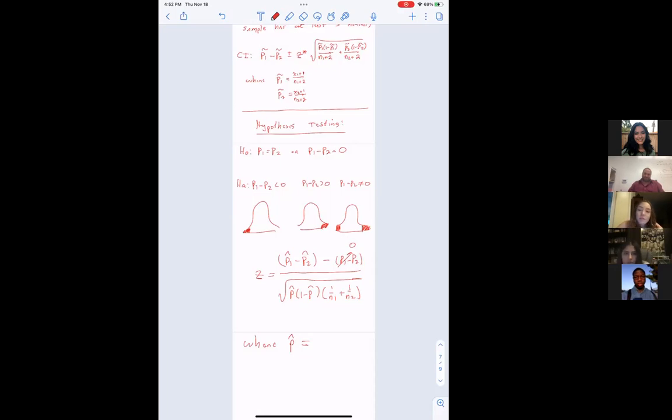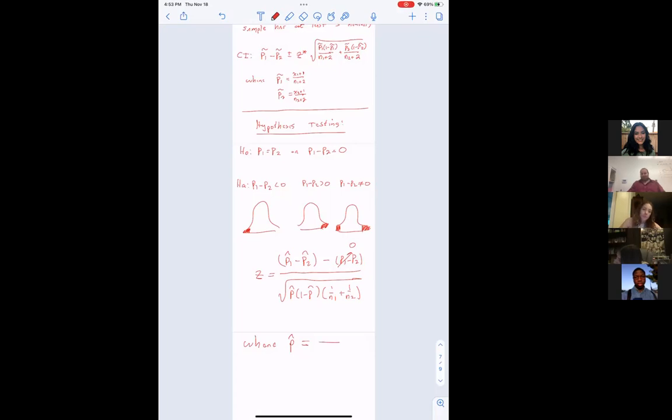X over n is p1 hat for the first sample. X1 over n1 would give me p1 hat, and x2 over n2 would give me p2 hat. But now I'm looking for just p hat with no subscript. So how would I find p hat? The proportion of successes if the null hypothesis is true.